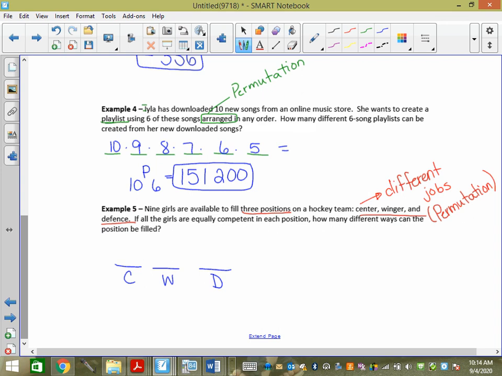So, how many would I have for this? Also, there's not usually people who are equally competent for all the positions. It's kind of a crazy question, but let's not beat it out here. Okay, let's not kill the question.